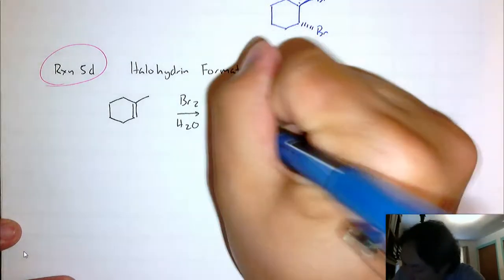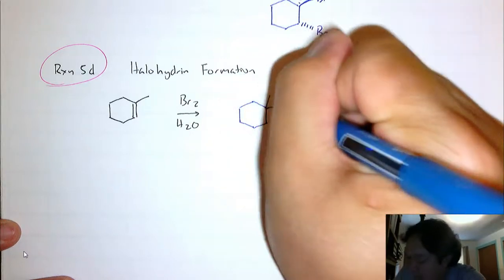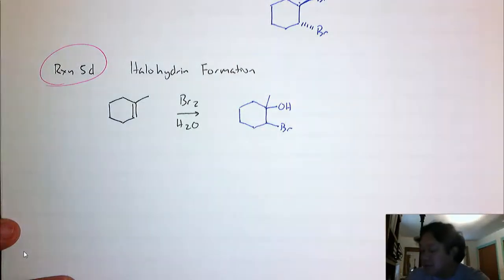Remember when water attacked with our hydration reaction? When water attacked, it ultimately became OH. And here's a Br. So instead of two Brs, we have an OH and a Br.